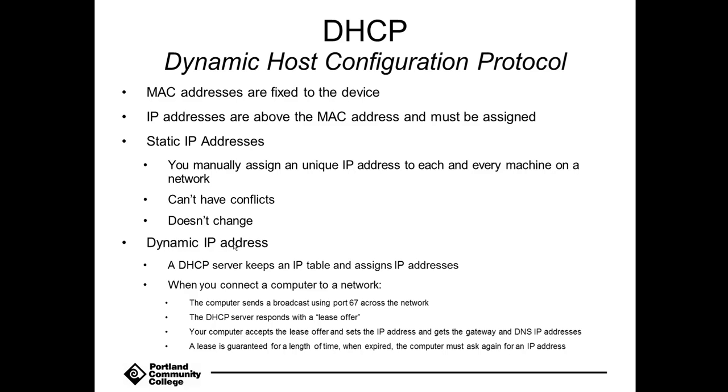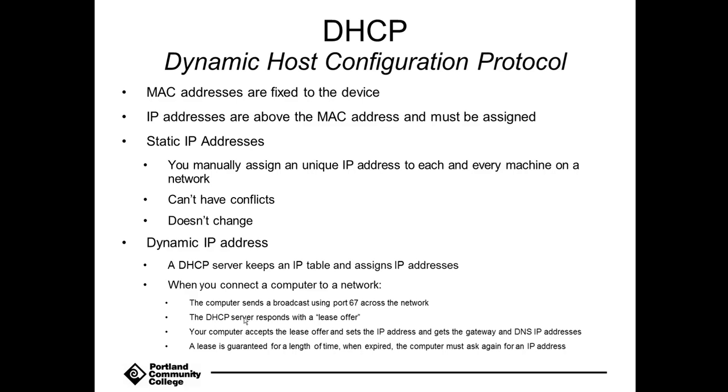Besides static, there's this thing called a dynamic IP address, and that relies on a DHCP server that keeps a table of IP addresses and assigns those IP addresses. So when you connect a computer to a network, plug it in or connect via Wi-Fi, your computer sends a broadcast packet to port 67, and that goes to every port 67 across most of your entire local area network. Now, most computers don't have port 67 open. Only the DHCP server is watching for port 67 traffic, so it gets ignored by everybody else.